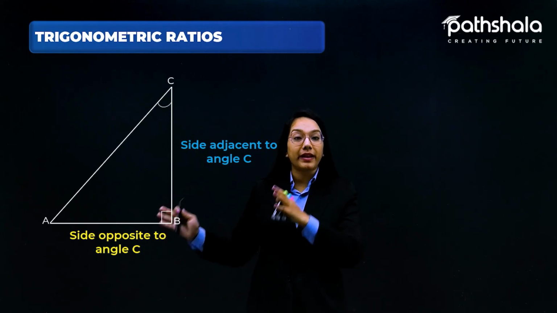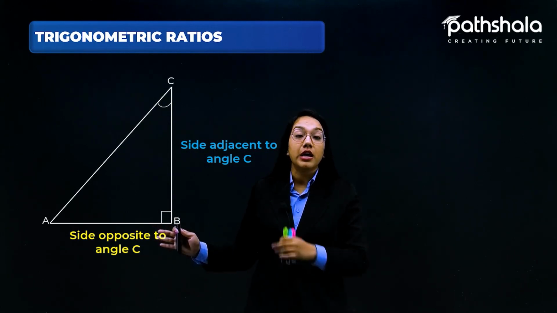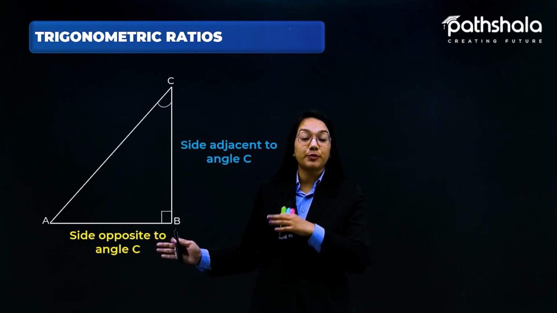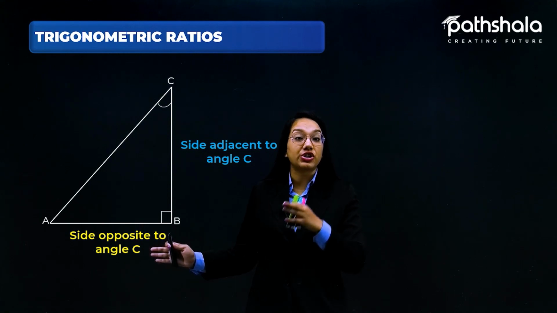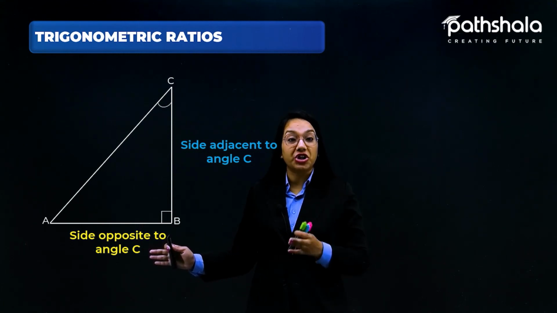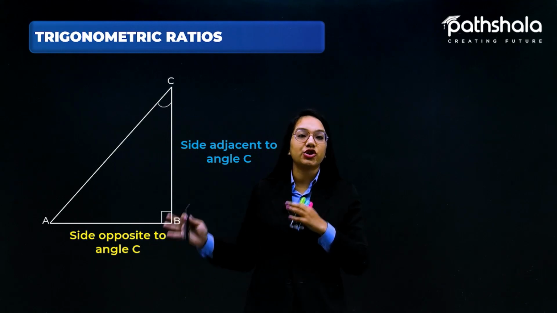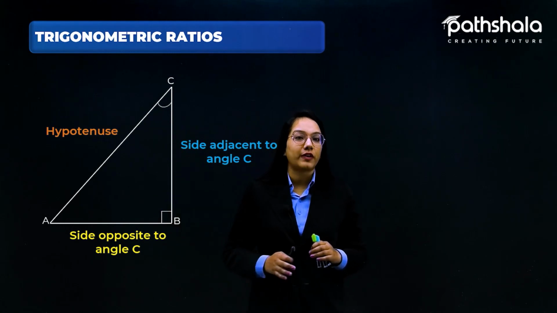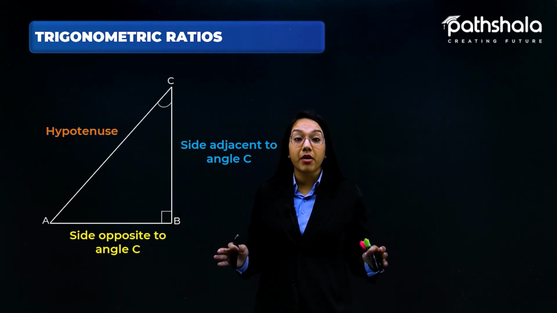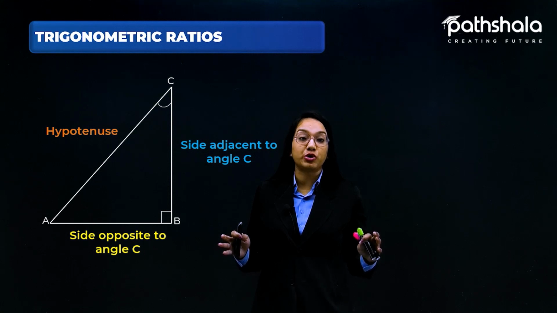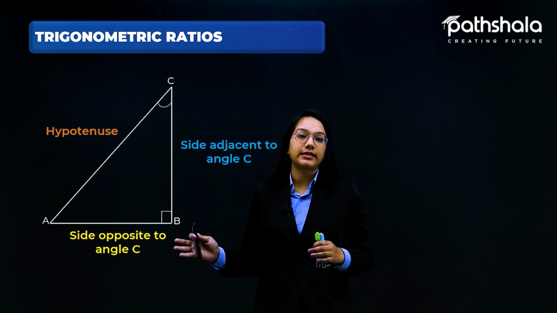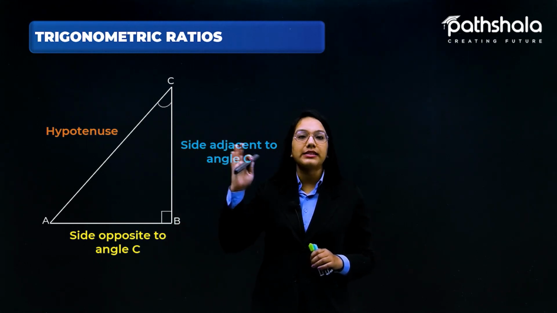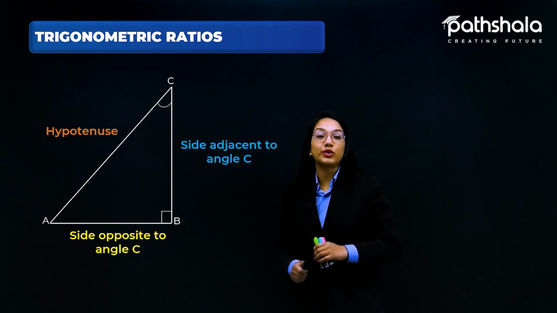Compared to the previous right triangle, this side is now the side opposite to the angle C, but in the previous figure it was the side adjacent to the angle A. So if we change the angle, the sides change their positions as well, but the hypotenuse remains the same. So this is my hypotenuse again. Always remember, the angle will always change the position of the sides. This side is the side opposite to the angle C, and this side is called the side adjacent to the angle C.